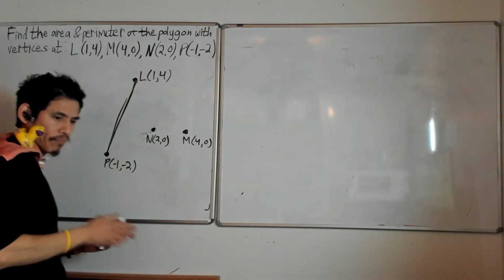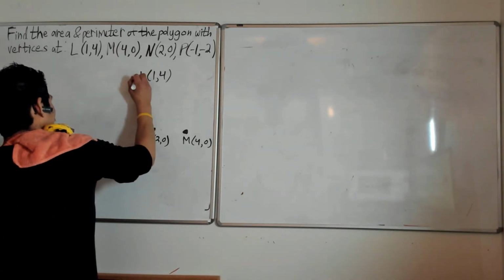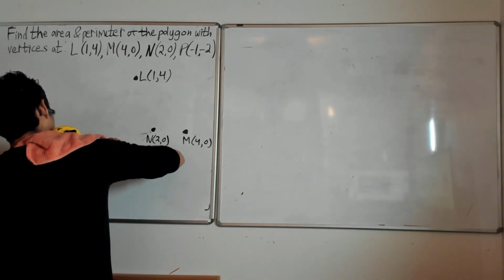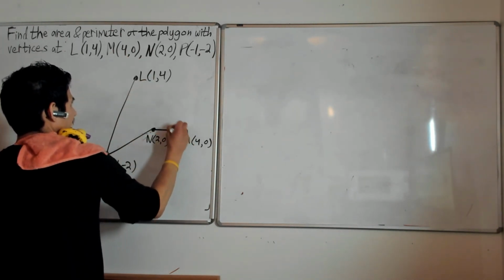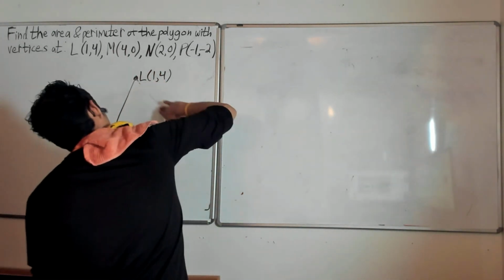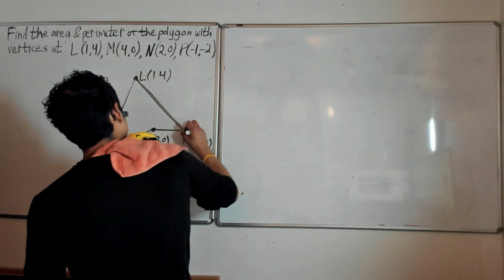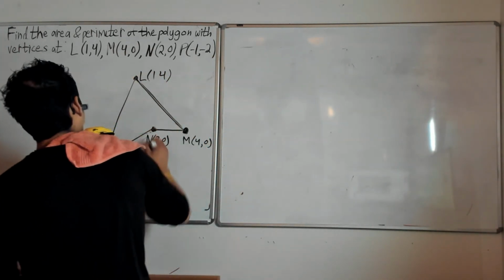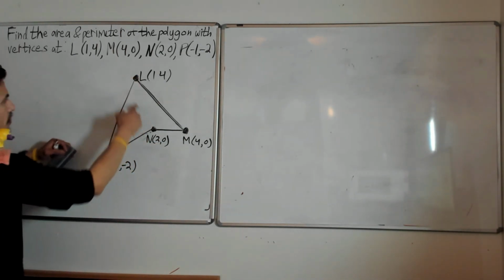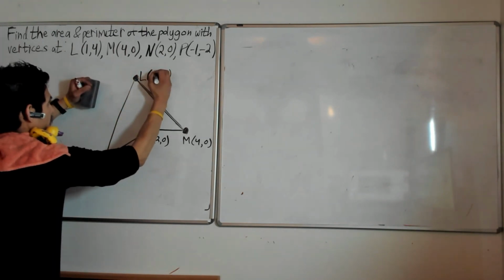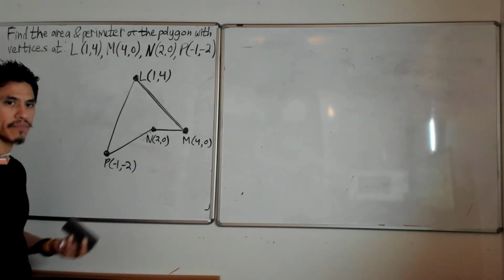Oh man. Oh no, what's going on here? Got this. L to P, straight line it, sort of. P to N, N to M, and there we go. We got to find the area of this guy. So it's not a triangle, but it has triangle looking shapes in it.